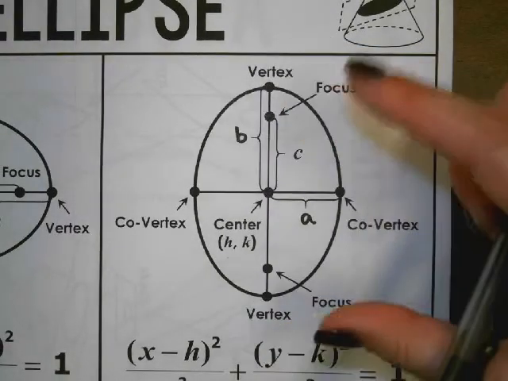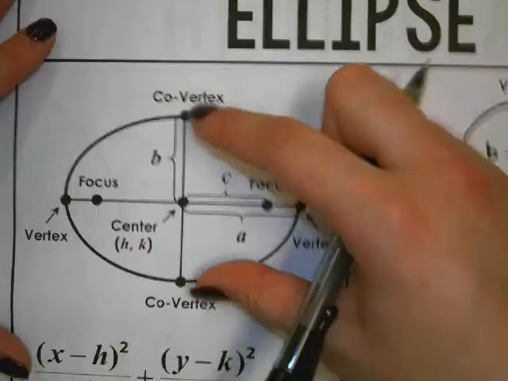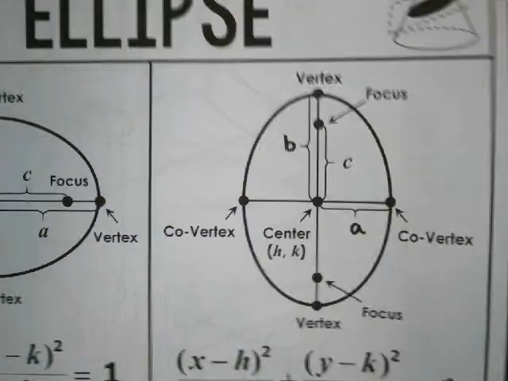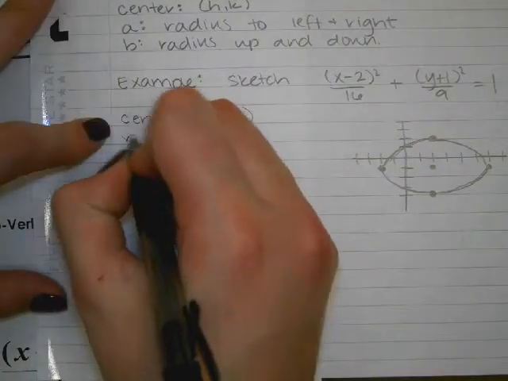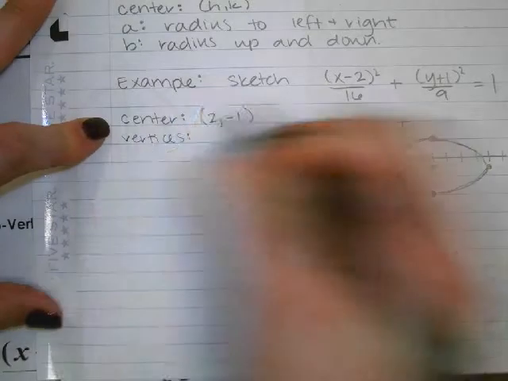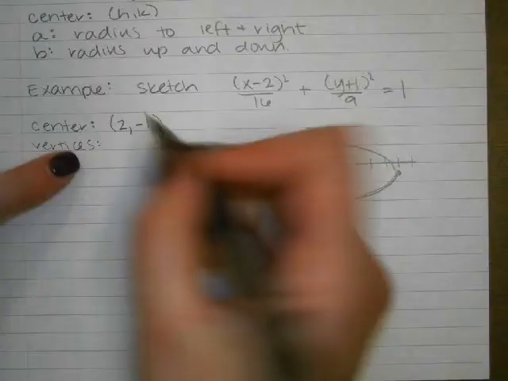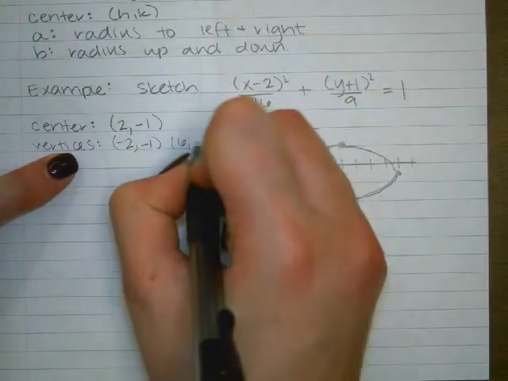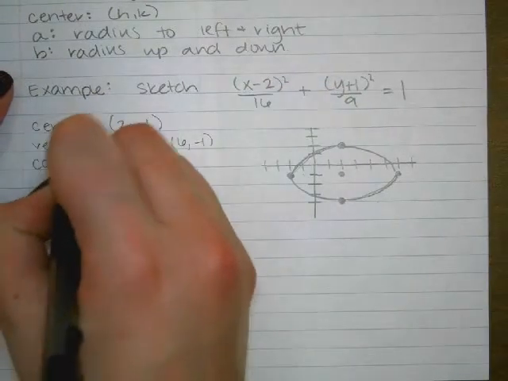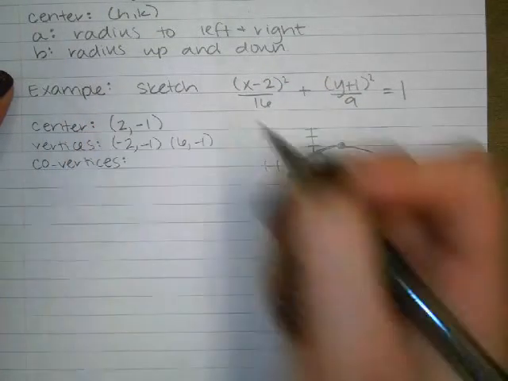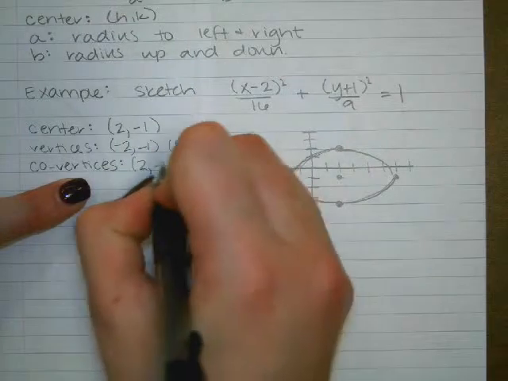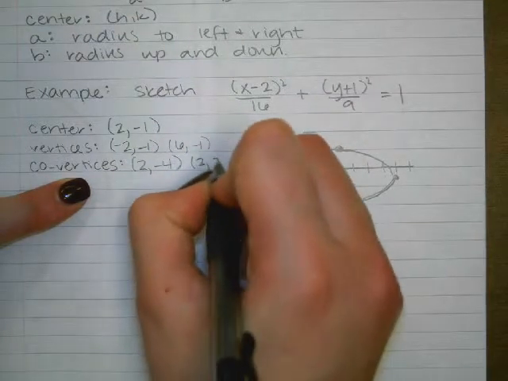So the vertices are whichever points are furthest from the center. Then we have co-vertices that are the ones that are a little bit closer to the center. So if we use that to help us write some information about this ellipse that we just graphed, we would say that these vertices went left and right 4 from the center. So if I went left 4, that gives me negative 2. If I went right 4, that gives me 6. And then my co-vertices were up 3 and down 3. So if I went down 3, that'd be negative 4. If I went up 3, that'd be positive 2.